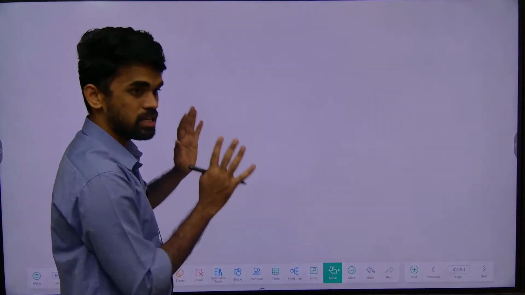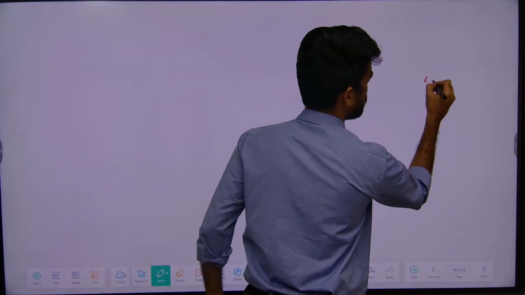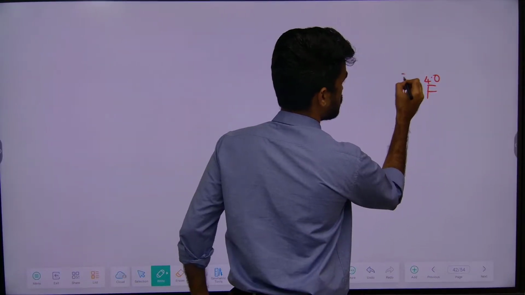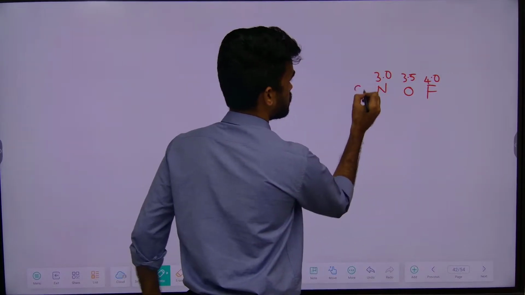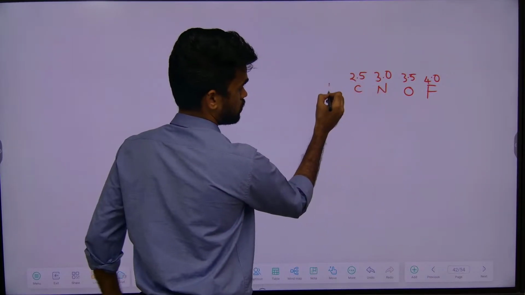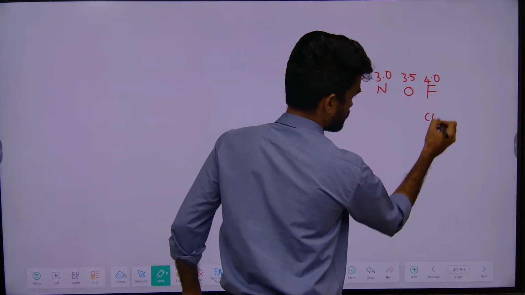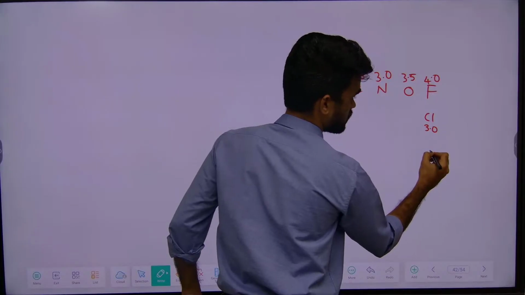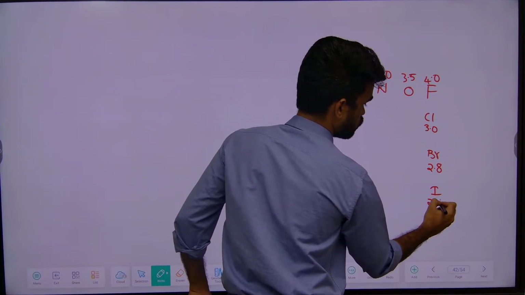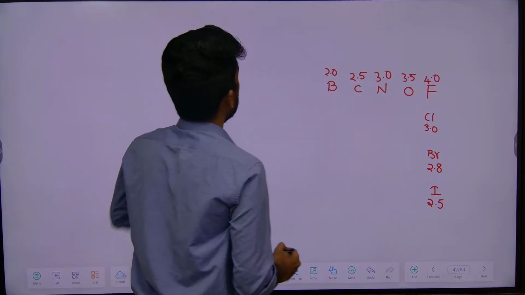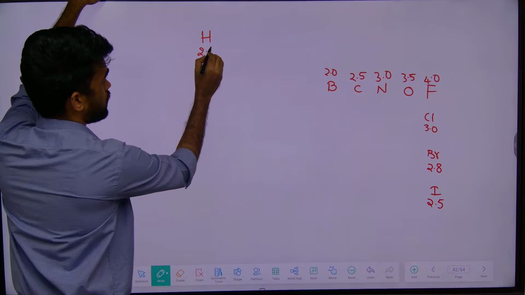Let's write the values that we remember till now. So fluorine, how much? Oxygen, nitrogen. Next, 2.5. Okay. Next, one special item here, hydrogen. How much is it? 2.1.